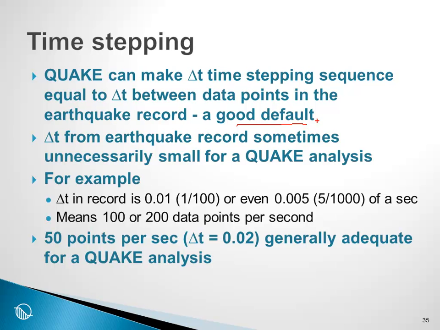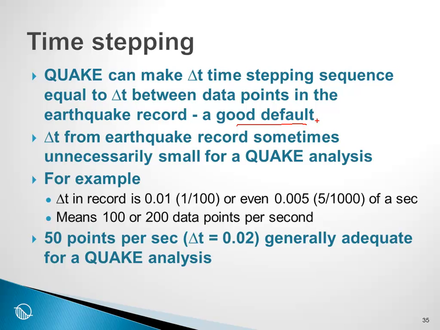Our delta t can be larger than the delta t between the data points, but then we would miss some information. We could make delta t smaller than the delta t between data points, but this gets to be too much in the analysis and unnecessary. So generally, we make our delta t time stepping equal to the delta t between data points in the record.